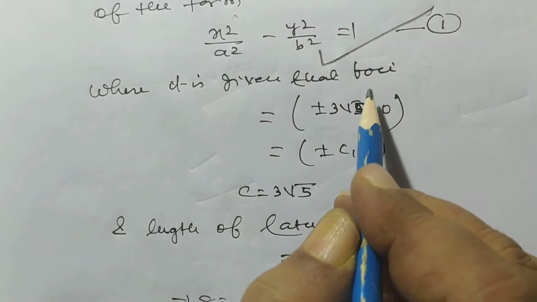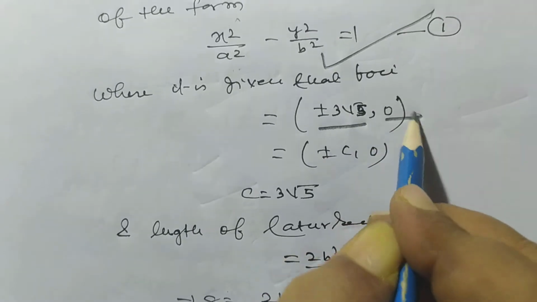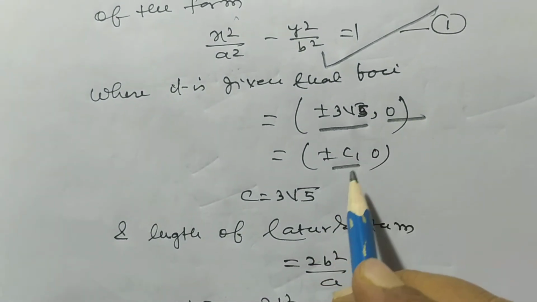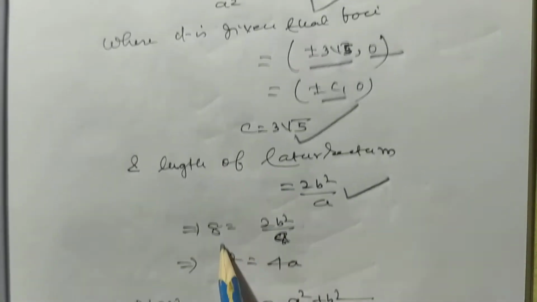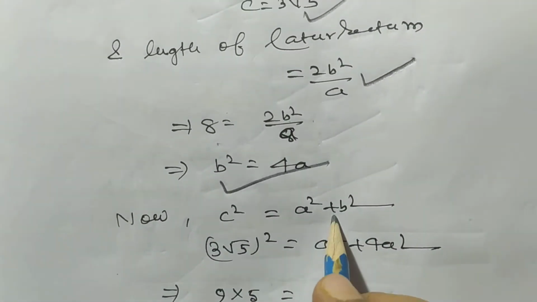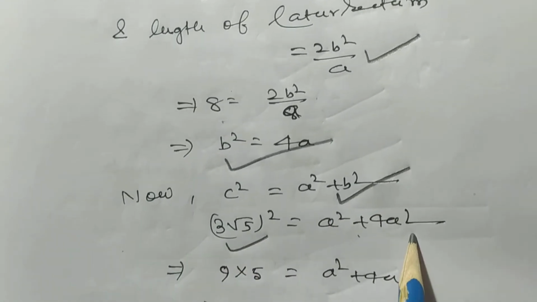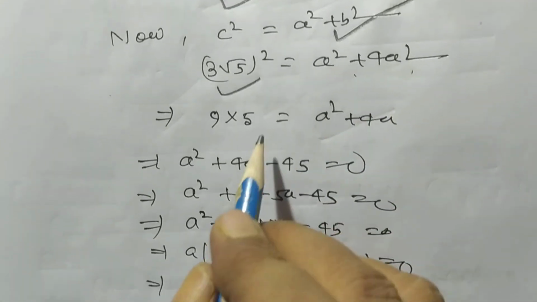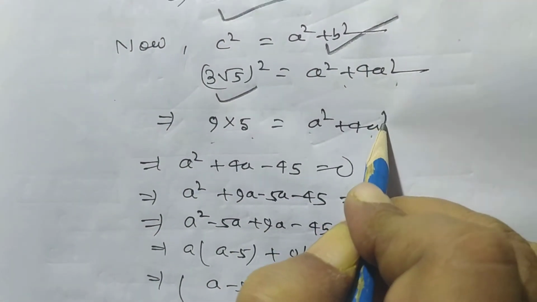Where it is given that foci is 3 into root 5 comma 0, c is 3 root 5, and the length of latus rectum is 2b square by a, that is 8 is equal to 2b square by a, so b square is equal to 4a. c square is equal to a square plus b square, 3 root 5 whole square is equal to a square plus 4a. That is 9 into 5 is equal to a square plus 4a.